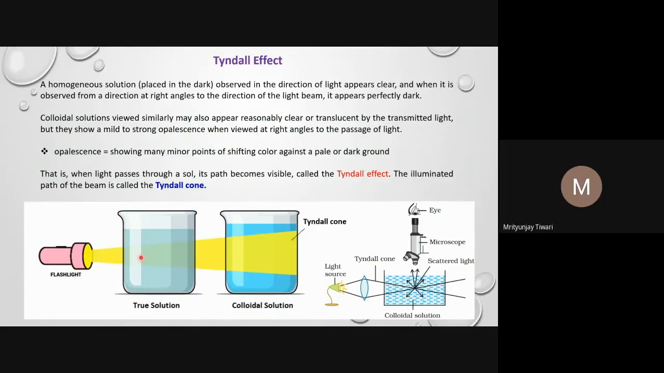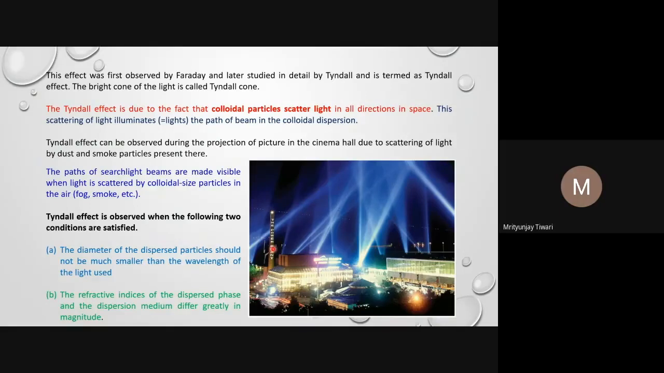So in true solutions, you cannot see the path of the light source, the light which is passing through, the transmitted light. However, in the colloidal solution, you can see it, and this is because the colloidal solution disperses the light. It absorbs the light and then scatters it in different directions, so that because of the scattering of light, we see the path in the colloidal solution.